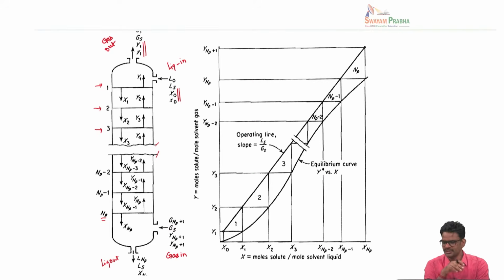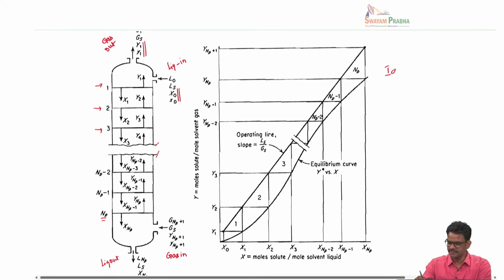The reason we do it this way is that the design here is to calculate the number of trays. Now we would like to say that in each tray the outgoing streams are at equilibrium. That's an assumption we're going to make. This basically leads us to define an ideal tray or ideal stage, where the outgoing fluids are in equilibrium.